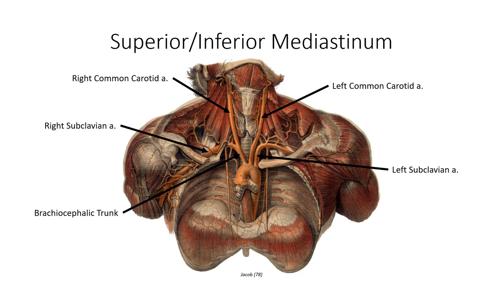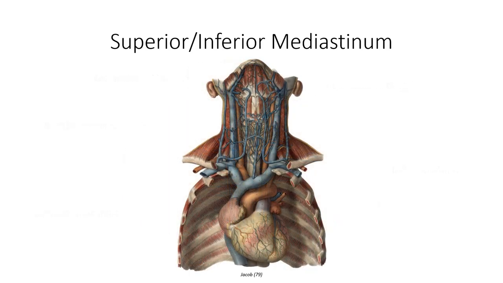As the aorta descends on the left side of the body, it will give off paired intercostal arteries for each of the intercostal spaces. Note that because the aorta lies to the left of the midline, the right intercostal arteries are longer in length. We also find the superior vena cava in the superior mediastinum.